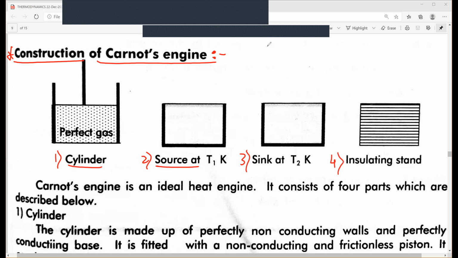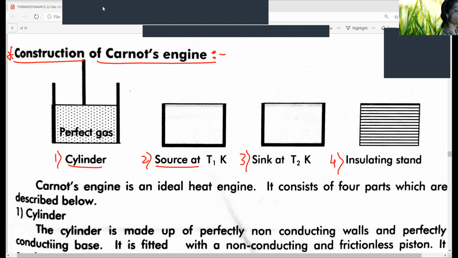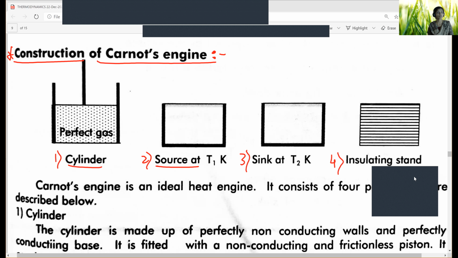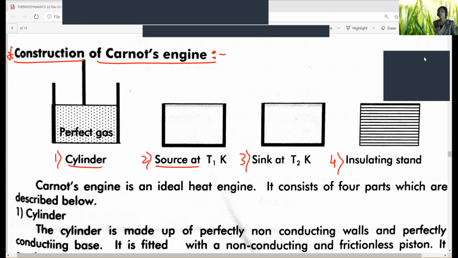Let us discuss the construction of the Carnot engine and how it is made up, one by one. So first we shall discuss the Carnot engine. What is a Carnot engine? We shall discuss its construction. It consists of different parts like cylinder, source, sink, and insulating stand. The source is maintained at temperature T1 and the sink is maintained at temperature T2. So we shall discuss the working of the different parts like cylinder, source, sink, and insulating stand.